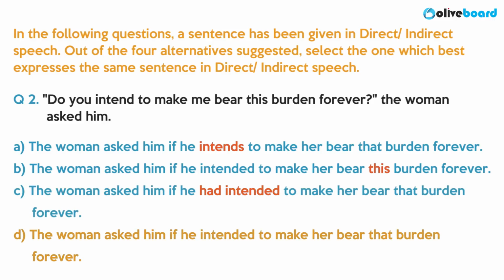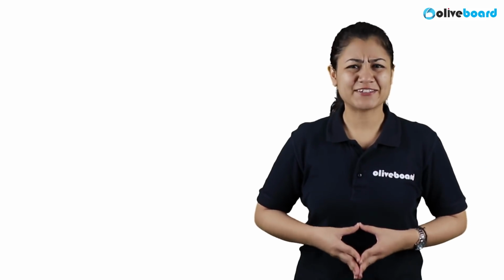Option D is correct because it makes both the changes correctly when converting direct speech into indirect form. The simple present tense intend is converted to simple past intended, and this is converted to that. This makes option D our correct answer. Not very difficult, right?